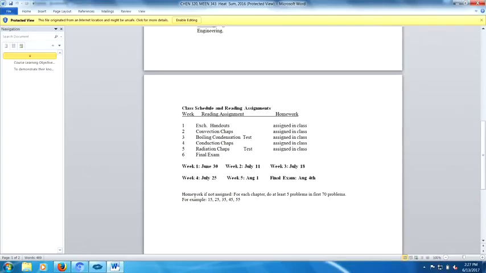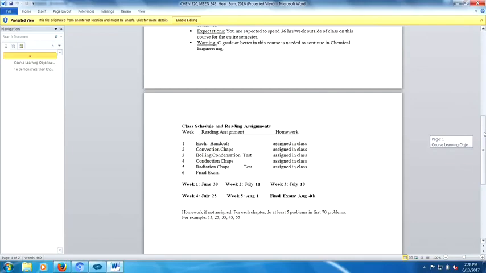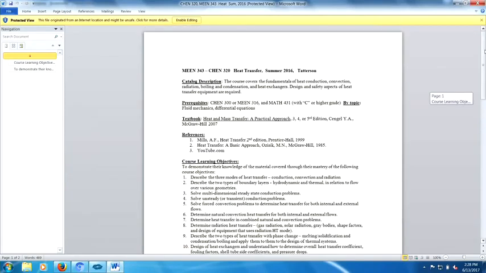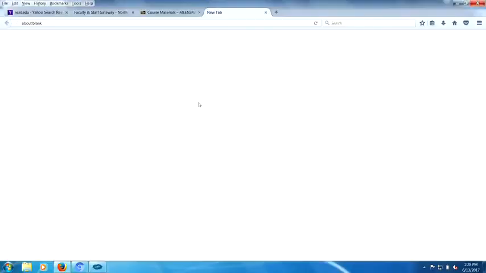Homework, if not assigned, well, you want at least 5 problems in the first 70 problems in the book. Take 15, 25, 35, 45, and 55 would be excellent. But the whole thing is heat exchangers, convection, conduction, boiling, condensation, radiation, and then we're done. Okay? So that takes care of the syllabus. You understand how you're going to be graded, 2 tests and a final. These are all the learning objectives, right? And so that takes care of that. So we'll close that up and see where we wind up.